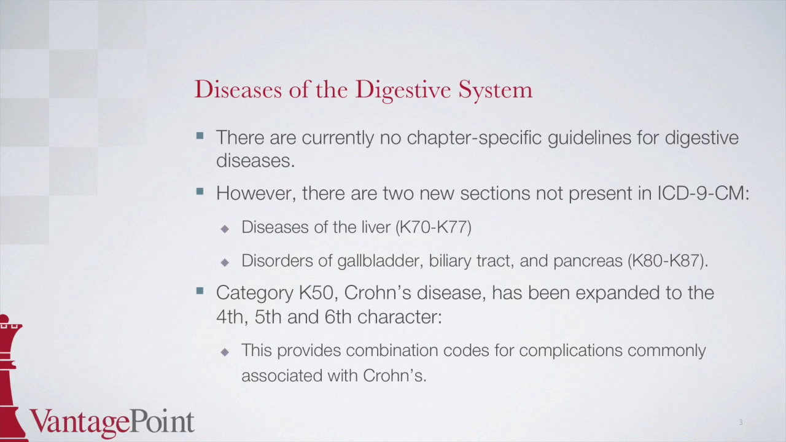Another change from ICD-9 to ICD-10 is that Crohn's disease, which is category K50, now contains combo codes for the site of the Crohn's disease, which is the small intestine, the large intestine, or both the small and large intestine, as well as common complications, such as rectal bleeding, intestinal obstruction, fistula, and abscess.